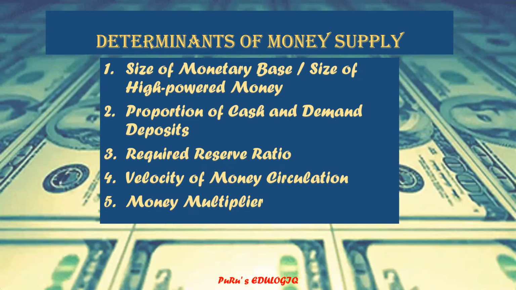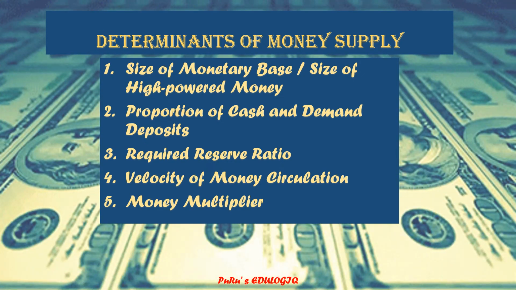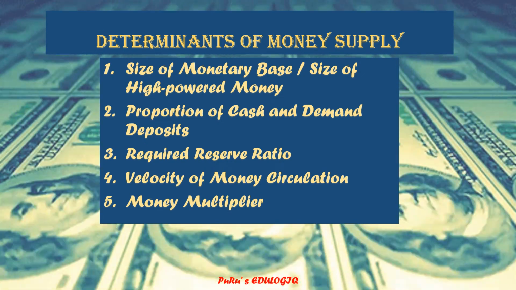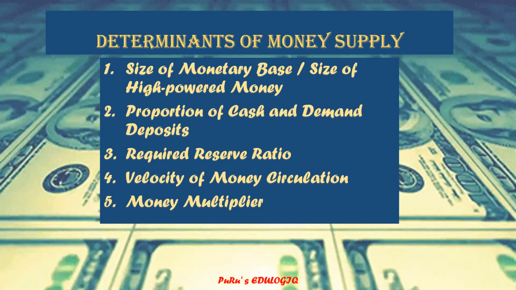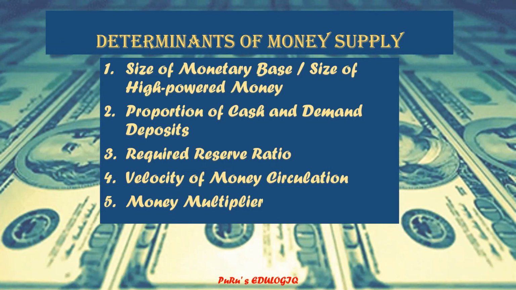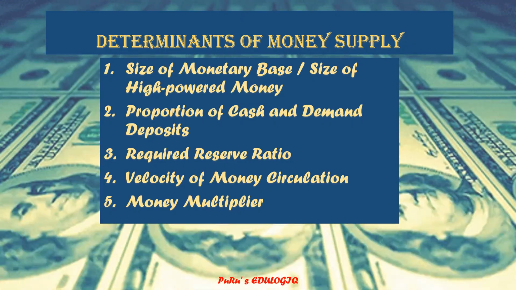The last factor, that is money multiplier. Money multiplier explains to us the ratio of change that takes place in money supply due to change in monetary base. Hence, the higher the value of money multiplier, the higher is the money supply.